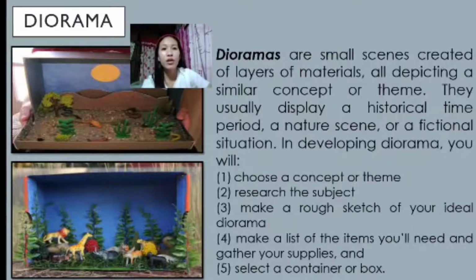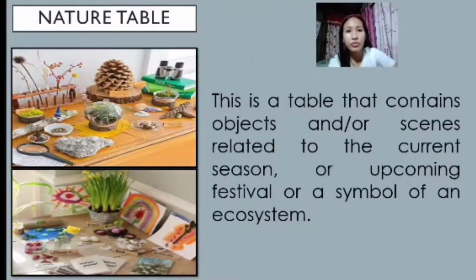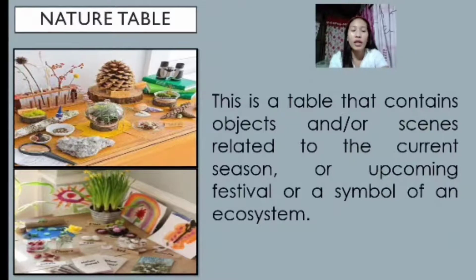The second instructional material is the nature table. So this is a table that contains objects and or scenes related to the current season or upcoming festival or a symbol of an ecosystem. Okay, from the word itself, it's more on nature and ecosystem.